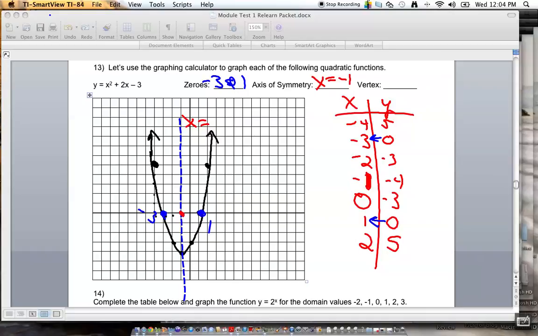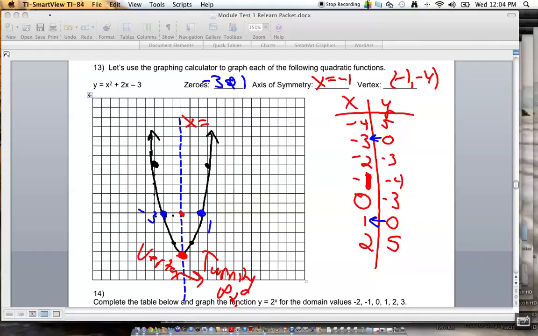Next, the vertex. The vertex is the turning point. It's the same thing. And that would be the coordinates of this point here, which is negative 1, negative 4. So that would be how we graph our parabola, each of the pieces. The biggest mistakes, kids forget the x equals with the axis of symmetry.